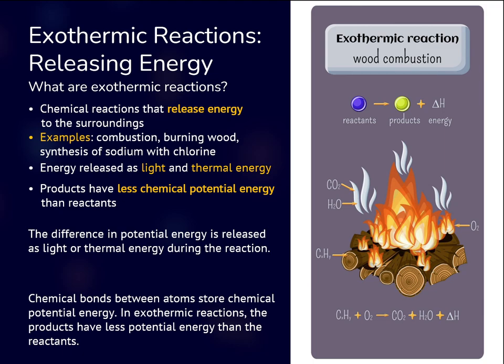So here's how it works. Chemical bonds store potential energy. When old bonds break and new ones form, energy is either absorbed or released. In exothermic reactions, the energy stored in the reactants is greater than in the products, and the excess energy is released, just like the bursts of heat and color in Japanese fireworks.